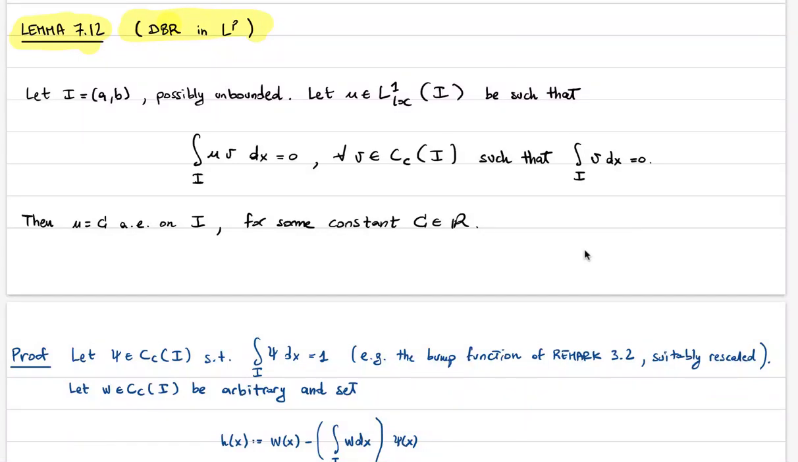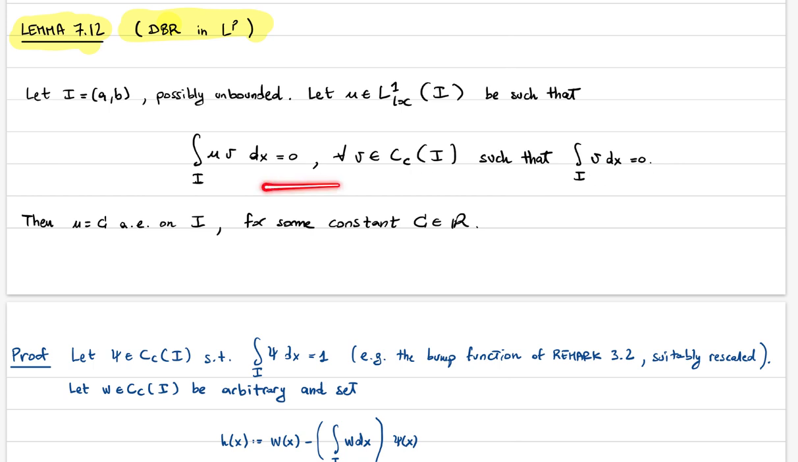Okay, so now let's state and prove the Dubois-Reymond lemma in LP. So let I be an open set of R, an interval in this case, which could possibly be unbounded, and let U be an L1 loc function on I, such that the integral on I of U against V is 0 for all compactly supported functions in I, such that V has average 0.